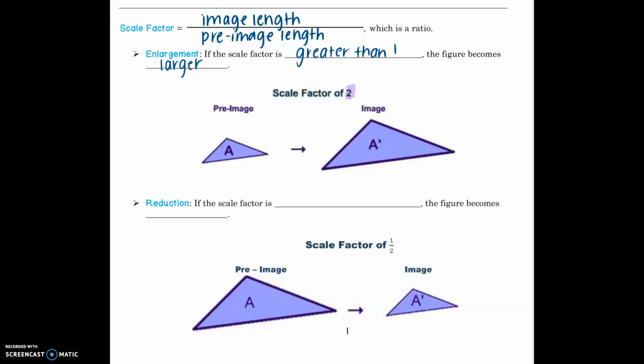In a reduction, if the scale factor is between 0 and 1, the figure becomes smaller. And as you can see, with the scale factor of 1/2, a fraction between 0 and 1, the pre-image is larger than the image. The dilation caused the triangle to become smaller.